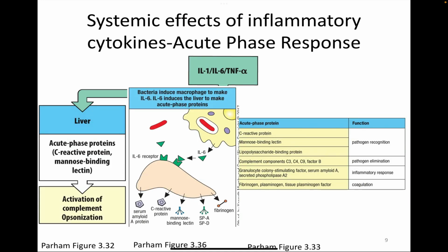So here you can just see, I'm showing you zoomed in examples of some of this stuff. Here are those cytokines acting on the liver, making lots of different proteins that are involved in things like complement and blood clotting. It's exactly what I said to you before.